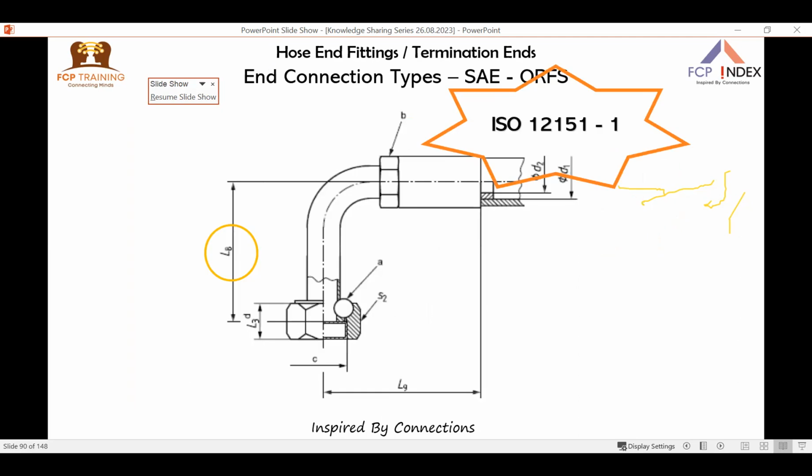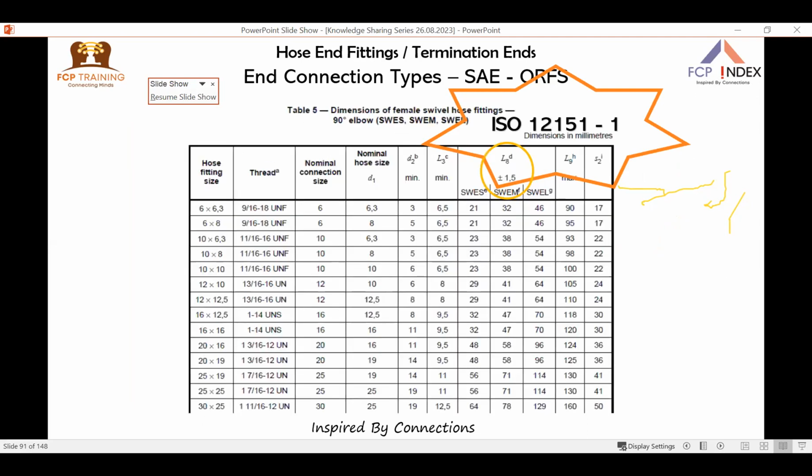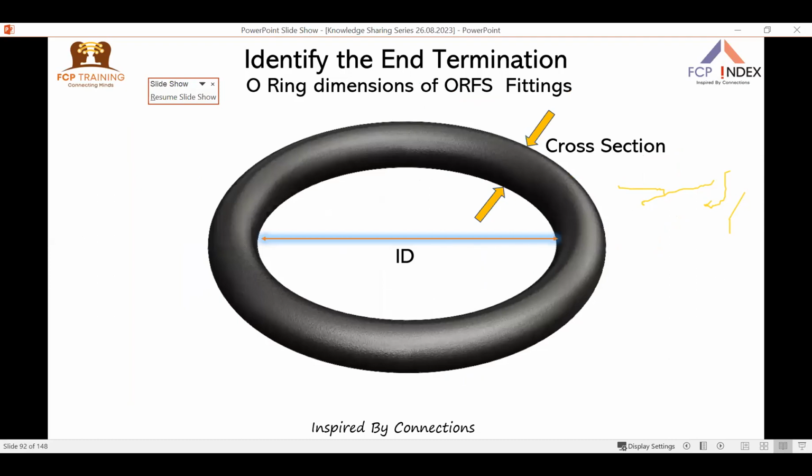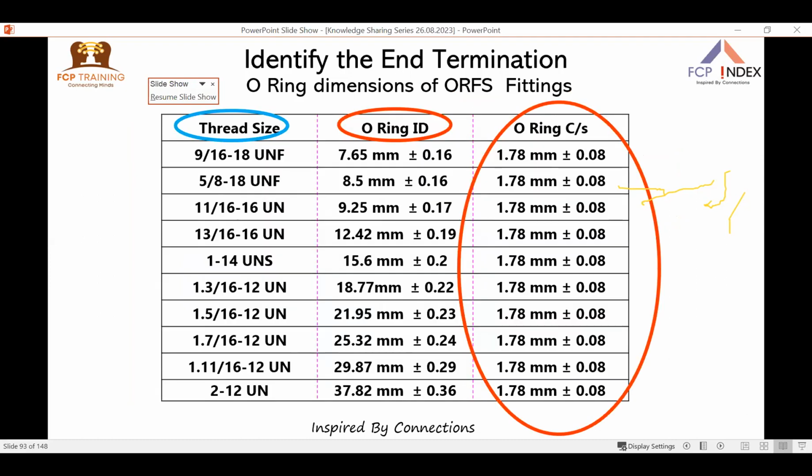For the geometrical shapes, ISO 12151-1 is the standard. You will get enough information there. Again, it has short drop, medium drop, and long drop. So this is a standard. The important thing about the O-rings is that, like in flanges, they will have a cross section of 1.78 millimeter, irrespective of the sizes. Only the ID and OD change, and these will be 90 hardness O-rings, 90 plus or minus 5.